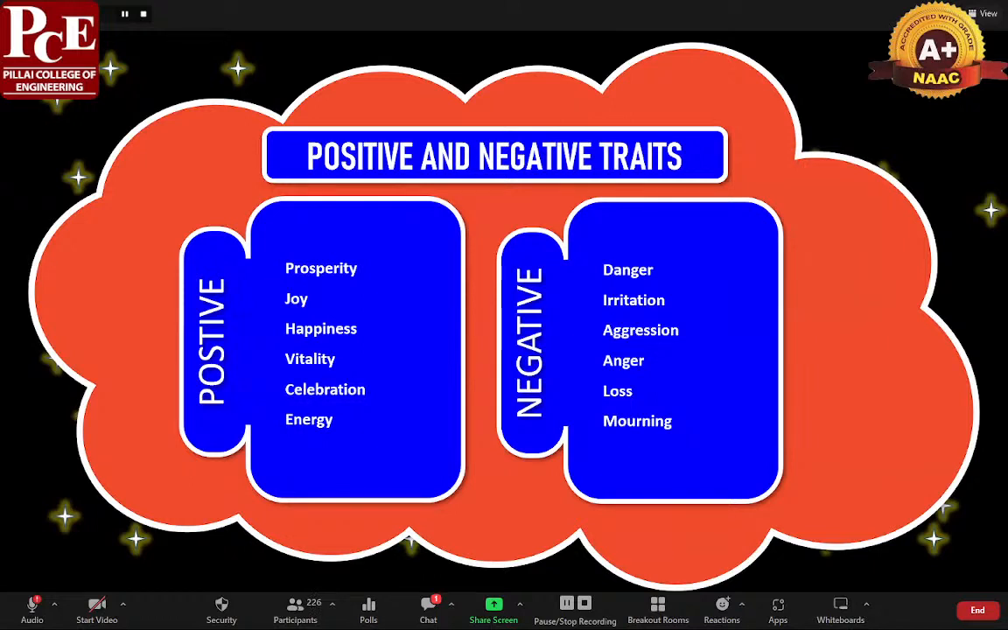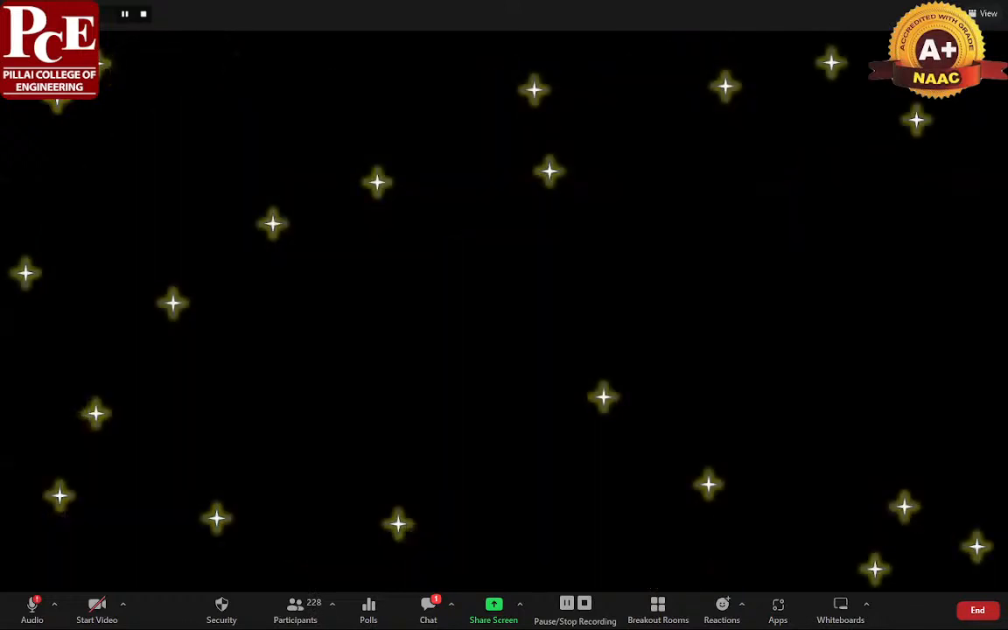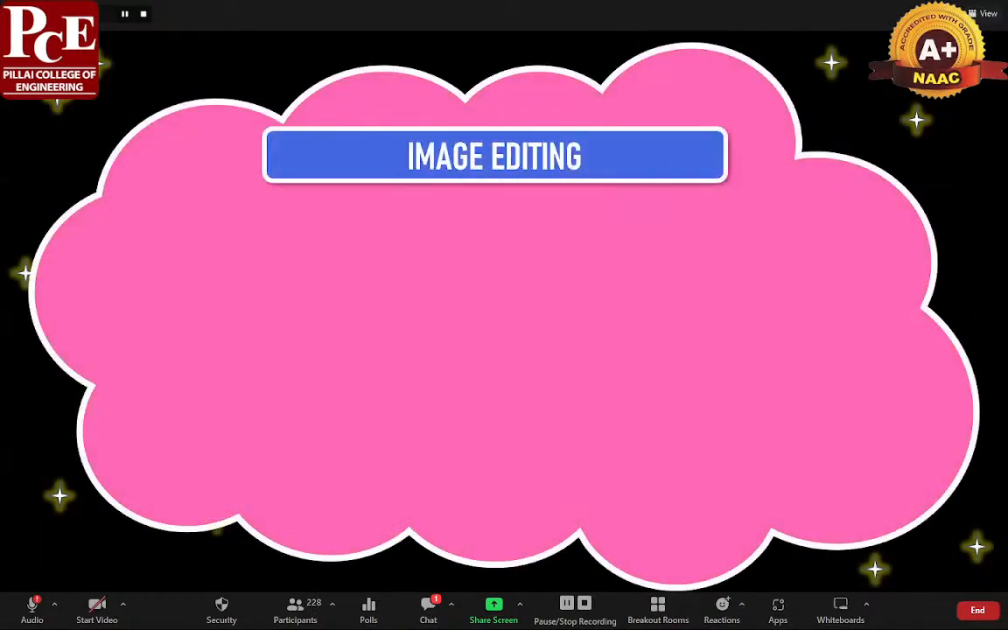So therefore, when we are designing a website, it becomes very essential to understand the different positive and negative traits associated with the colors. So now we move on to the next aspect, that is image editing. You will also be given training in image editing.